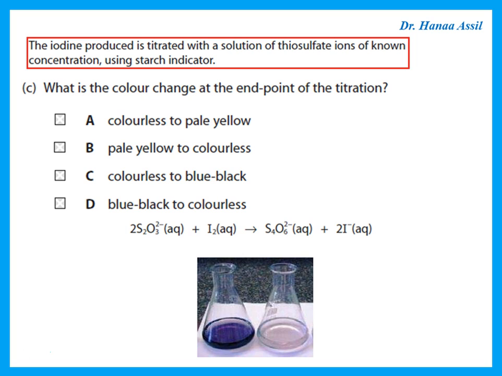Now at the end, the iodine is used up, so at the end there is just starch solution with iodide, which is a colorless solution. So in these cases, when we're trying to titrate thiosulfate with iodine using a starch indicator, the iodine with starch at the beginning is blue-black, and then at the end point, when the iodine is all used up, it turns colorless.